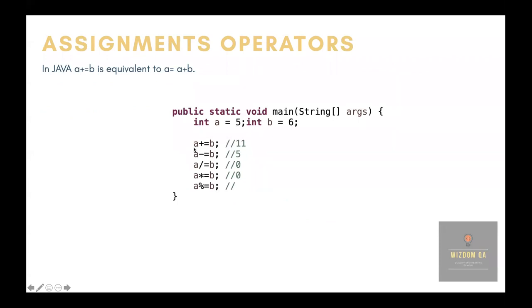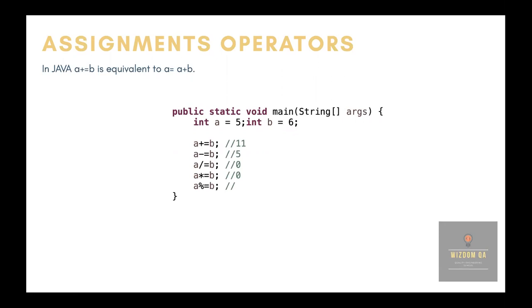Now you have these here. They're called assignment operators. You're just saying A plus equals B. What does it mean? It's just a shorthand to say that A equals A plus B. That's it. Here in Java, A plus equals B is equivalent to A equals A plus B.